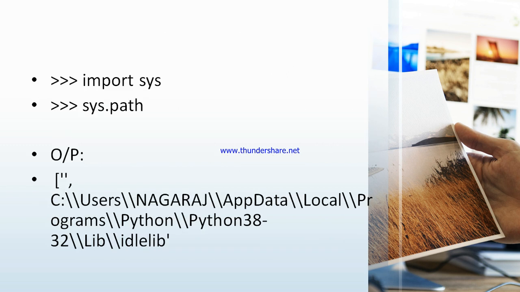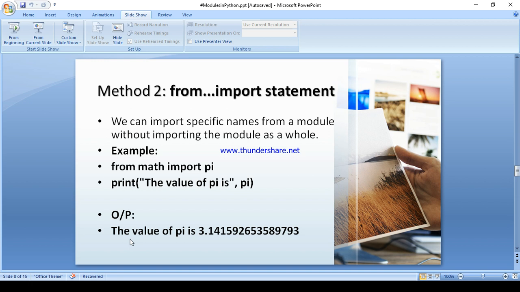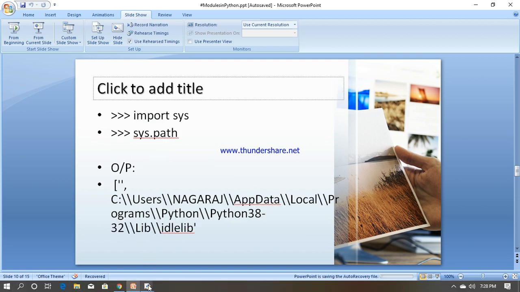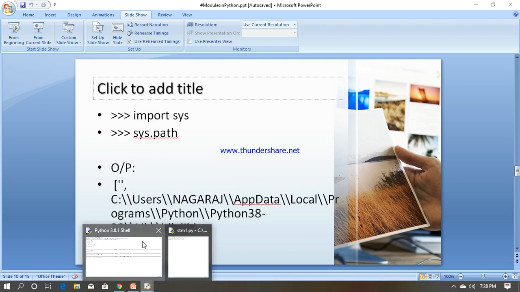So here, if you want to know this information in Python, ideally you can type import sys, then you can type sys.path. It will display the output like this. I will show the execution also. This is one of the ways to see where your files are and where you are currently working.